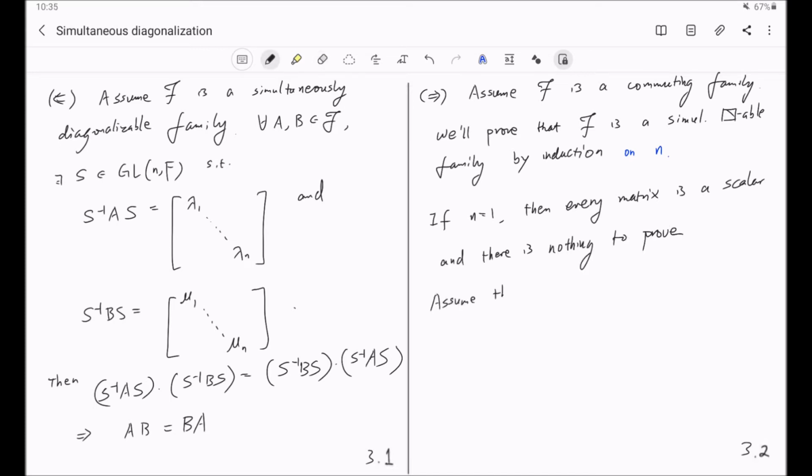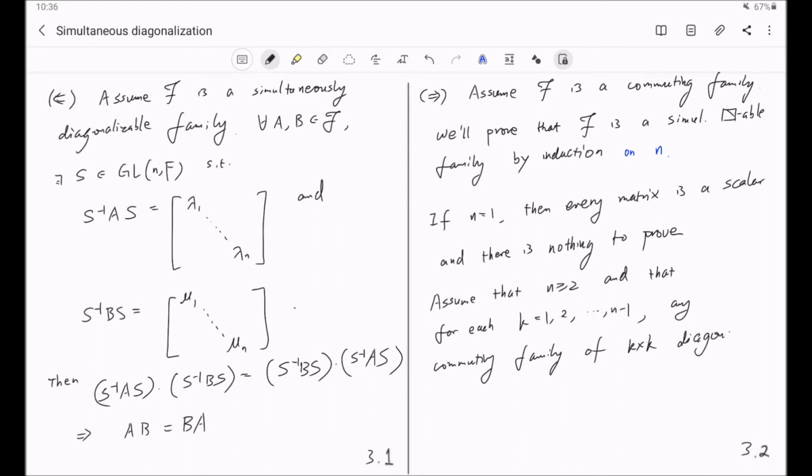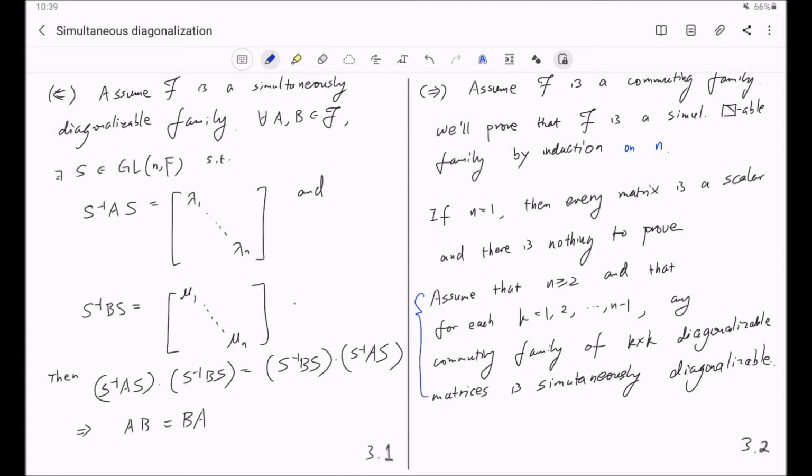And I assume that now n is greater or equal to 2, and that for each k equal to 1, 2 through n minus 1, any commuting family of k by k diagonalizable matrices is simultaneously diagonalizable. So this is our induction hypothesis. And now let's see how to deal with the case when k is equal to n.